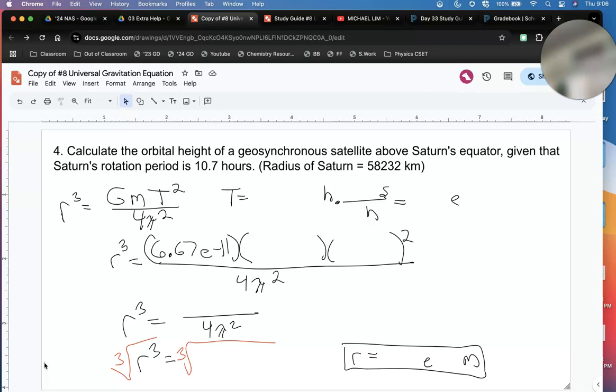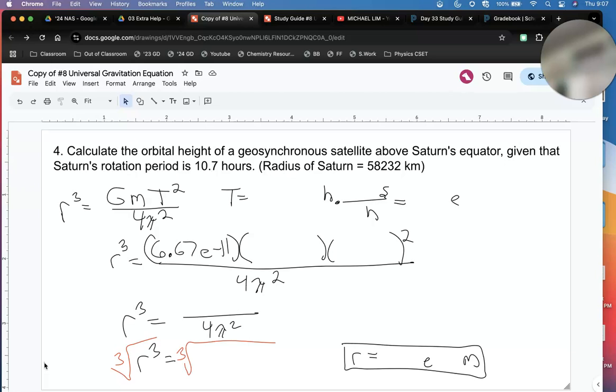What do you think M is? Mass. Mass of what? Saturn. Mass of Saturn. Very, very heavy planet. And then T probably stands for time. They give us time, but we have to use it in seconds because our capital G is using meters cubed per kilogram per second squared. And then the rest you should know. Okay, so let's calculate seconds.